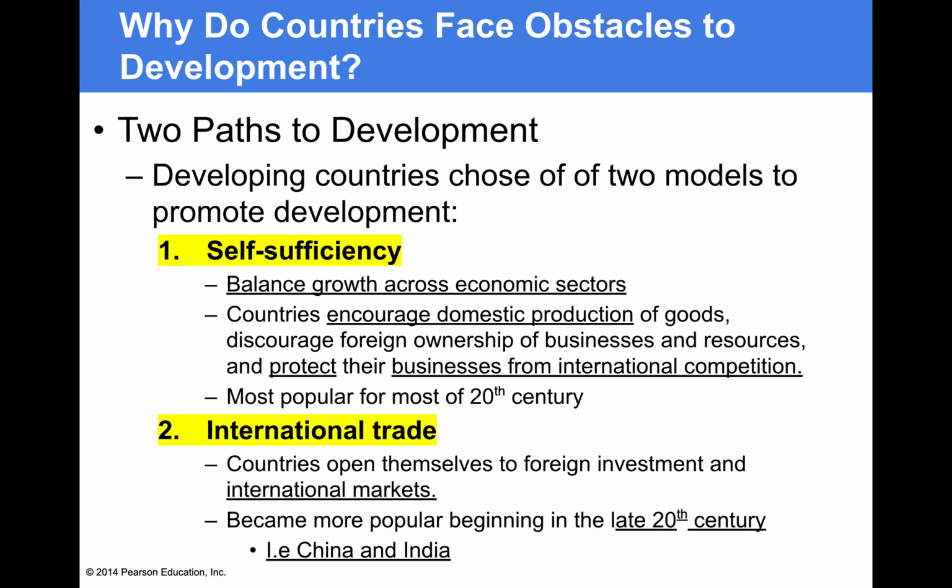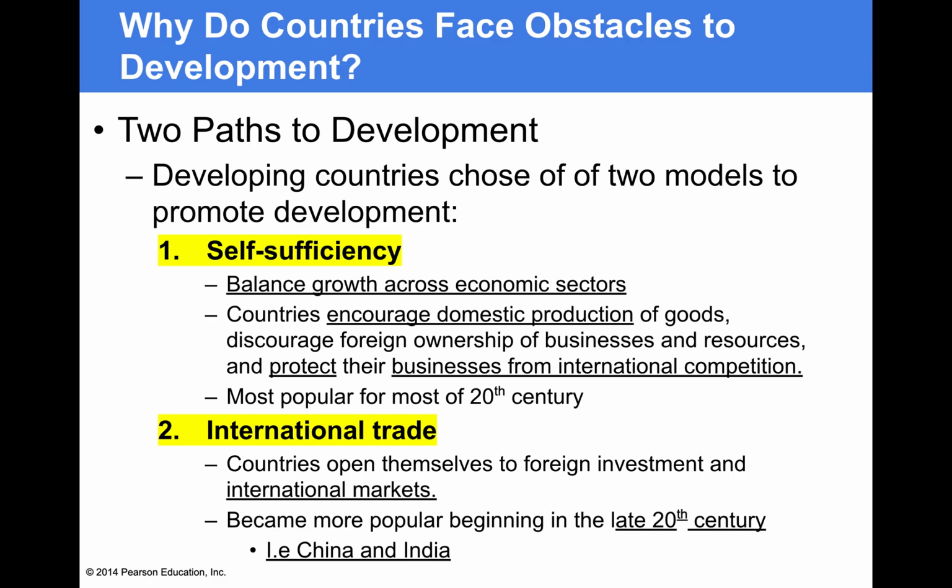The self-sufficiency approach balances growth across economic sectors. It encourages domestic production of goods and discourages foreign ownership, businesses, and resources. They protect their businesses from the international businesses by imposing barriers or import limitations, higher taxes, tariffs, and fixing quotas. Fixing quotas is the limit on the quantity a country can import, or requiring them to have a license.